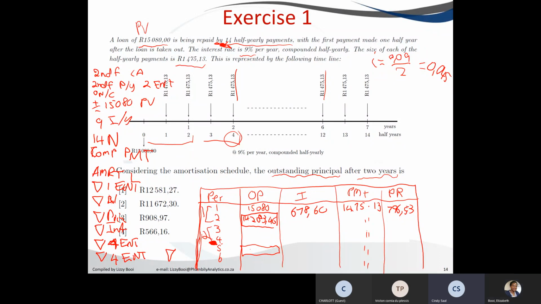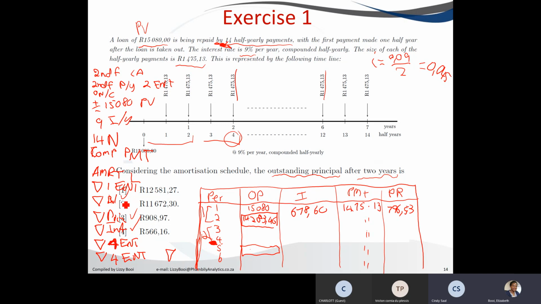Down arrow. Yeah. And what do you see? 14,283, right? That is your closing balance. Then press down arrow again. It will give you the principal. And then you press down arrow again. It gives you the interest. Then press down arrow. Yes. And press 4. And press ENT.